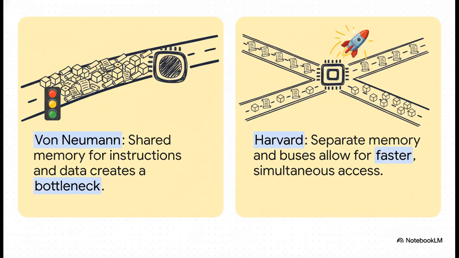So, what's the big deal? Well, with von Neumann, since instructions and data have to share the same road, it can create a traffic jam. We actually call this the von Neumann bottleneck. But with Harvard's separate paths, it's a two-lane highway, the CPU can grab an instruction and the data it needs at the exact same time, which makes it way faster. This is exactly why you often find Harvard architecture in specialized systems where speed is absolutely critical.